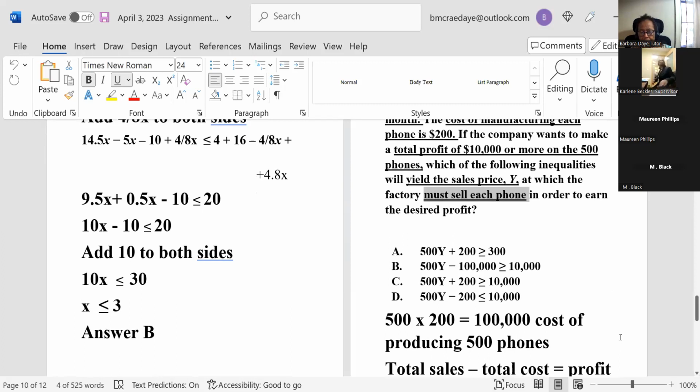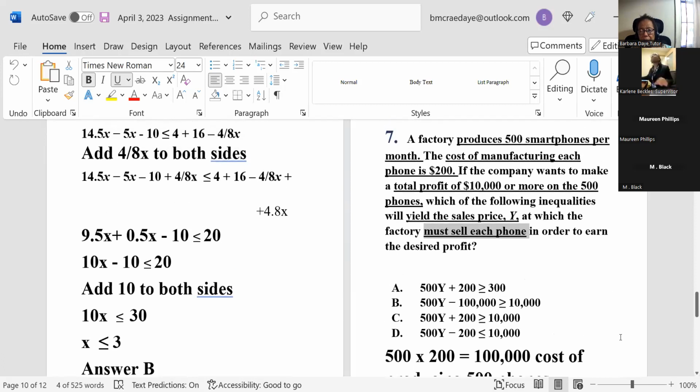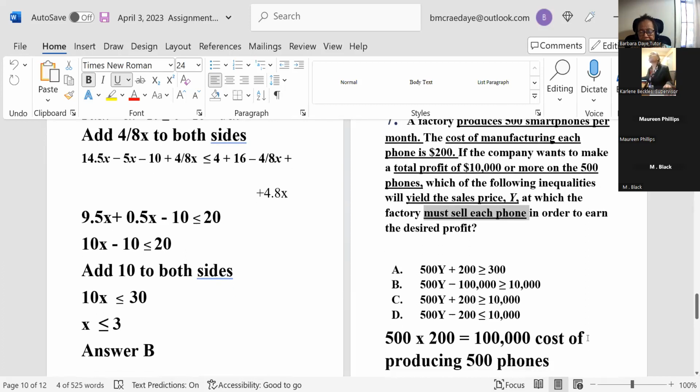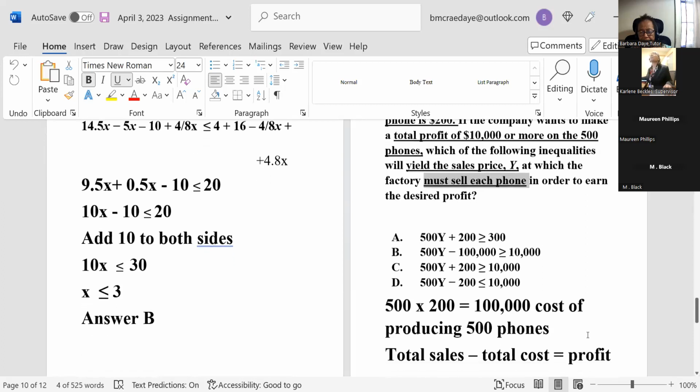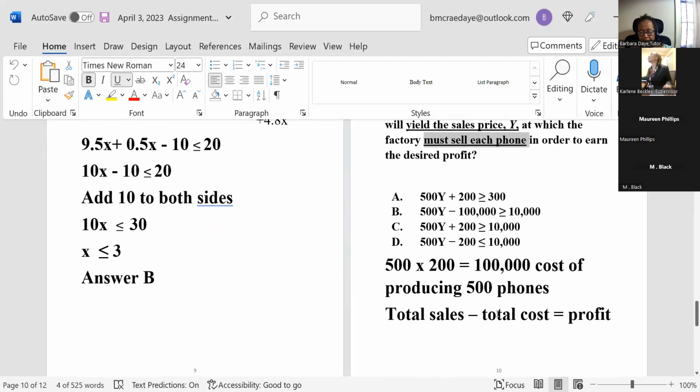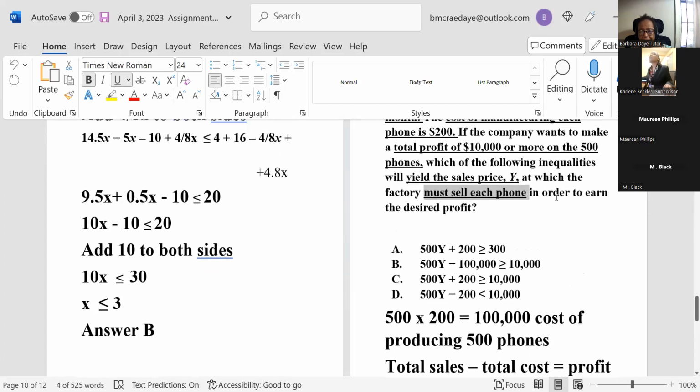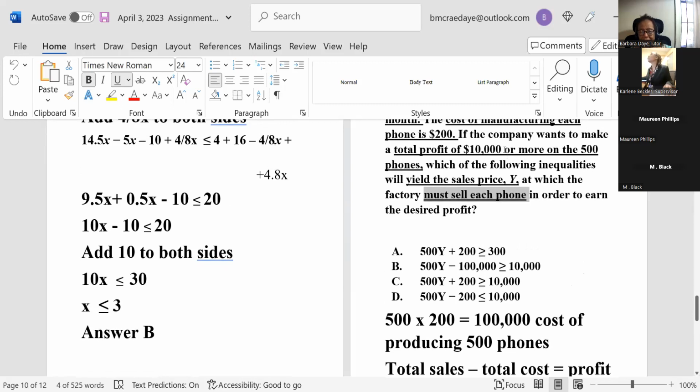For the 500 phones at $200 for each phone, we figured that out. That was 100,000. So that means we're subtracting this 100,000 from that 500Y, and we want to make a profit of 10,000 or more.